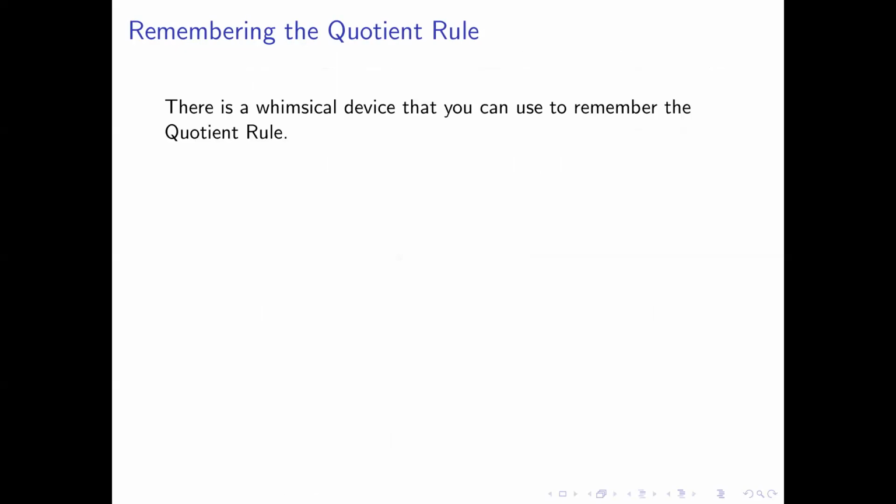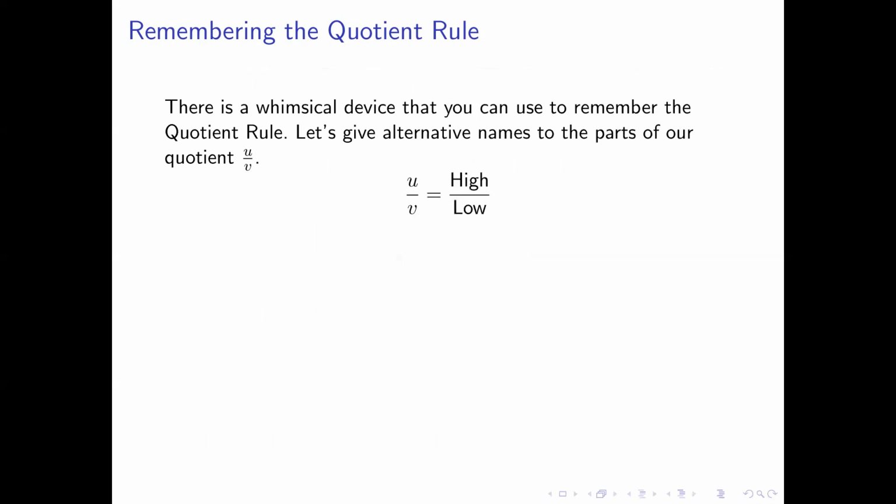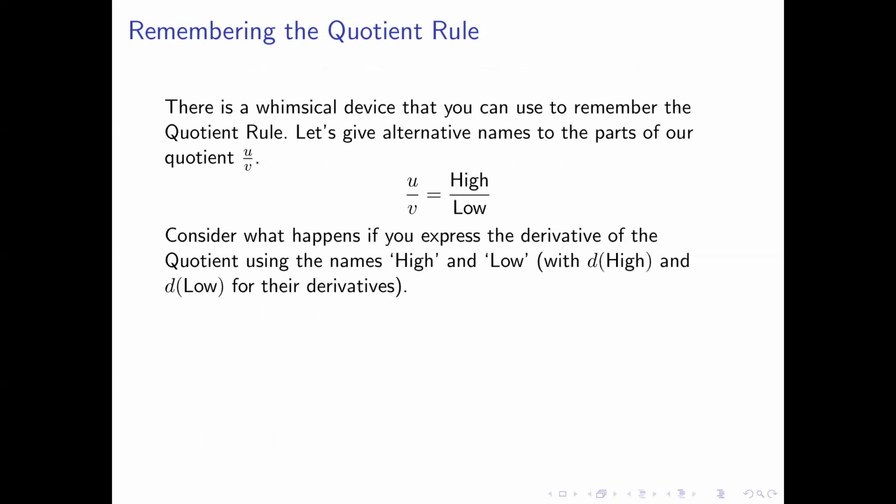It can be a little difficult to remember. Here's a little trick. This is kind of a whimsical device you can use to remember the quotient rule. The way we'll do this is to take the quotient u over v and assign slightly different names to its parts. We'll have the high part, the numerator, and the low part, the denominator. And then the derivatives of those we can denote as d high and d low. D high for the derivative of the numerator, d low for the derivative of the denominator.